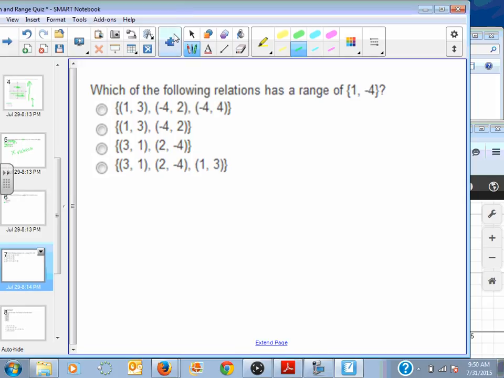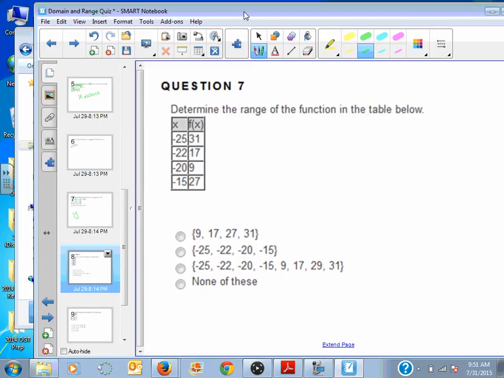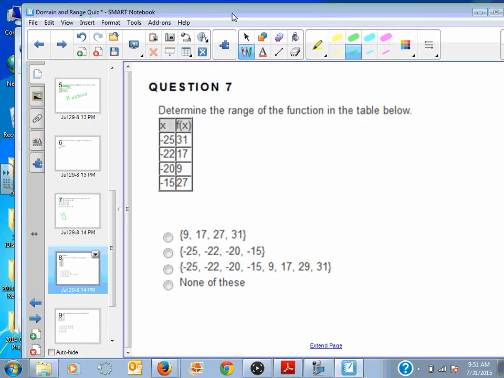Which of the following relations has a range of 1 and -4? Again, y values are the range. Here your range is 3, 2, 4. We don't want that. Here the range is 3 and 2. We don't want that. Range is 1 and -4, that's what we're looking for. Determine the range. Range, again, is going to be these values right here. Typically you'd go in order from least to greatest. So 9, 17, 27, 31.